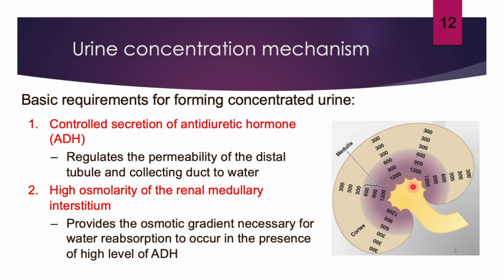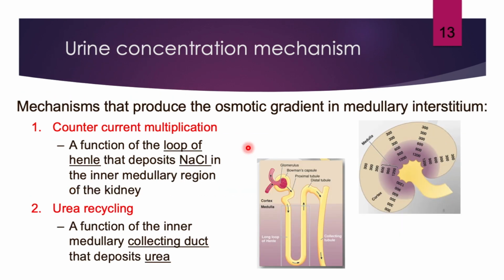There are two mechanisms that are responsible to produce this osmotic gradient in the medullary interstitium. These two mechanisms are countercurrent multiplication and urea recycling process. Countercurrent multiplication is a function of the loop of Henle that deposits sodium chloride in the inner medullary region of the kidney, whereas urea recycling is a function of the inner medullary collecting duct that deposits urea. We will look into each of these mechanisms later in this video.